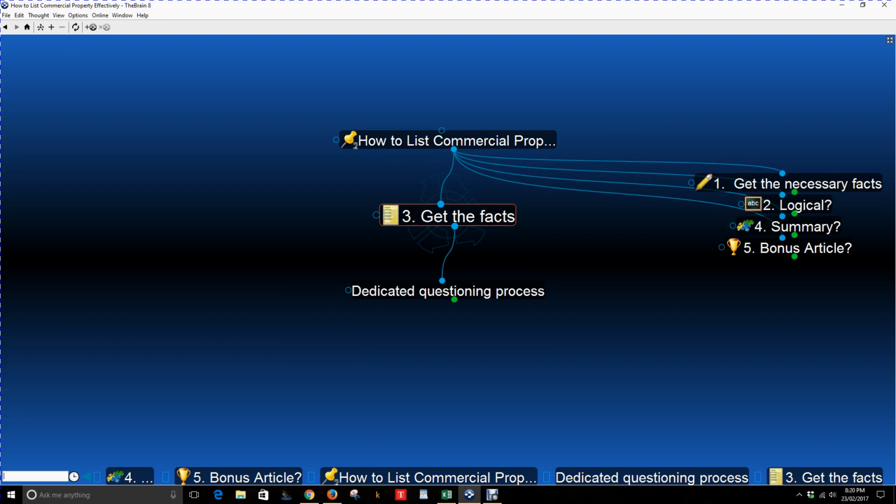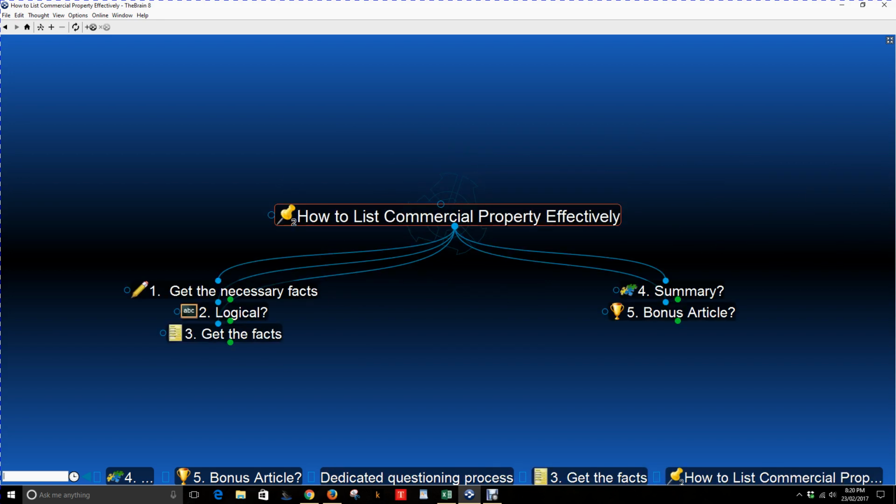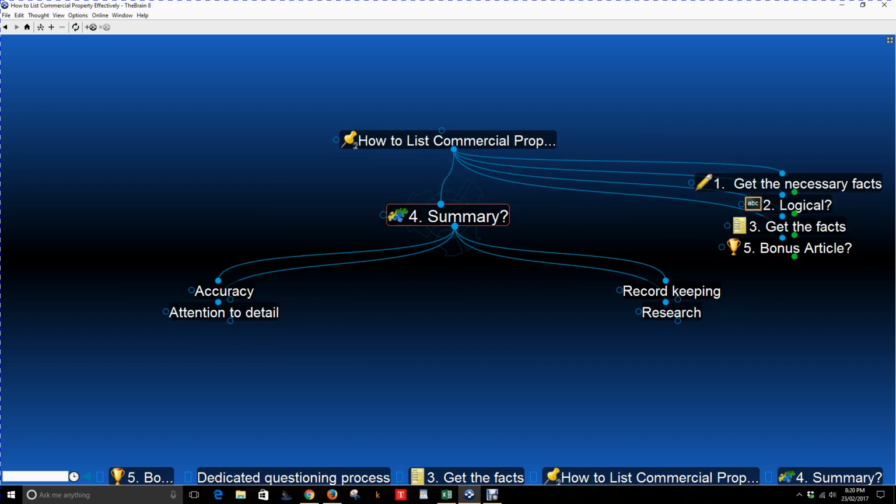Let's go back here a little bit and look at item 4 on the list, and that is the summary. In item 4, be accurate. Attention to detail is required. Your record keeping has to be good because you may need to rely on your notes at a later time when it comes to marketing, inspecting or negotiating. And of course, your research at the bottom of all of the facts is really important.